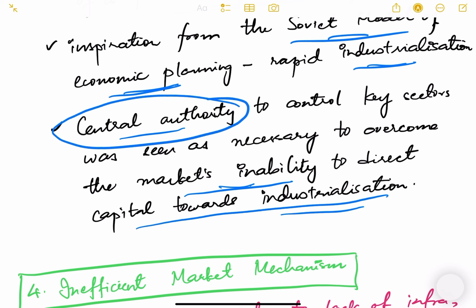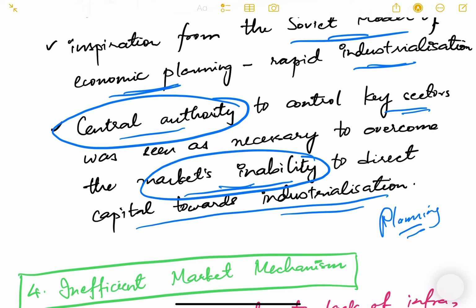So there should be a central authority in the form of the Planning Commission, which came later, that I'll tell you. So this central authority will control the key sectors, and it was necessary to overcome the market's inability. So the private sector was not able to direct the investment in industrialization or to develop infrastructure. So state intervention was necessary there.